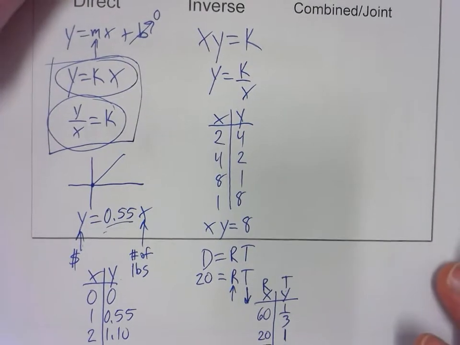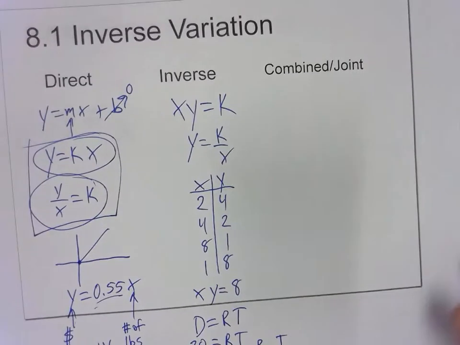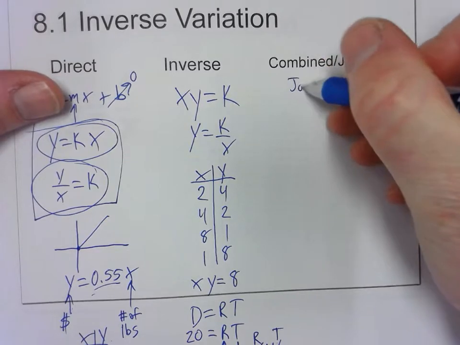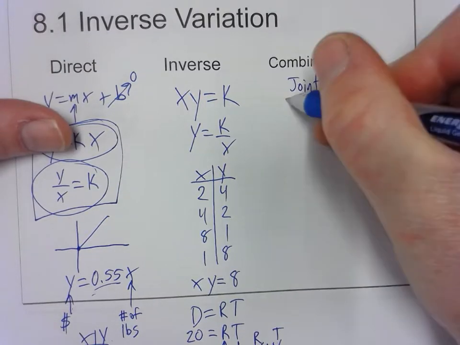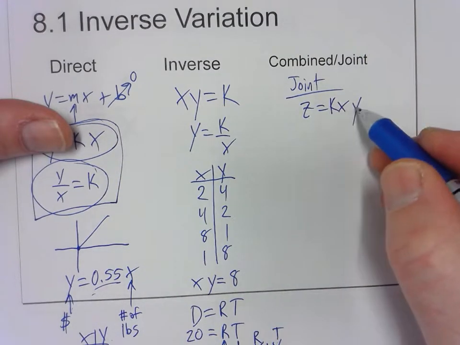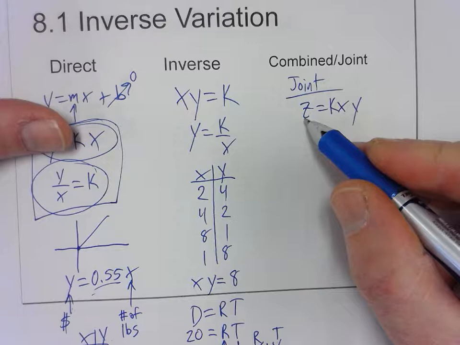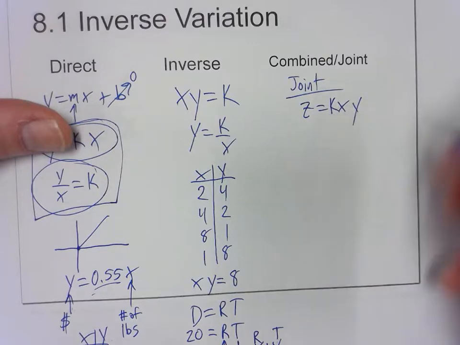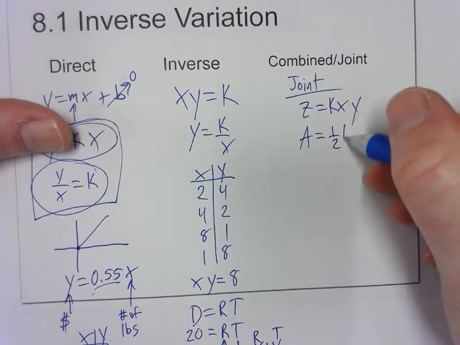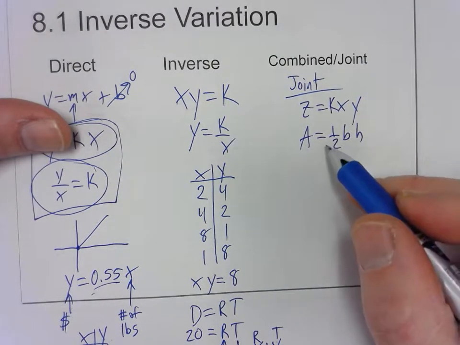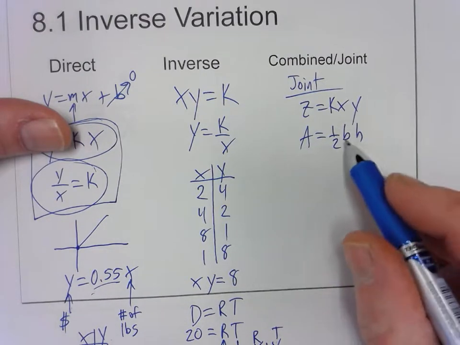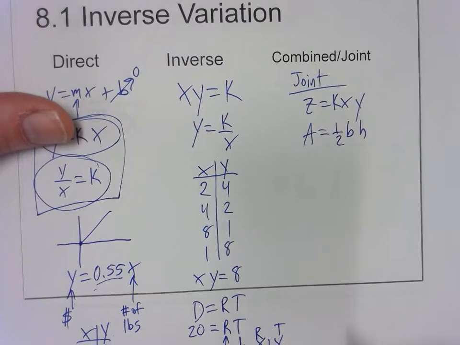Next, we have combined joint variation. So this would be a joint variation where you have z is equal to kxy. So you have two variables relating to one number and a constant holding it together. An example of this would be 1/2 base times height. So the area of a triangle, base times height times a half, there's your constant there, would be the area. So two variables are creating the final variable.